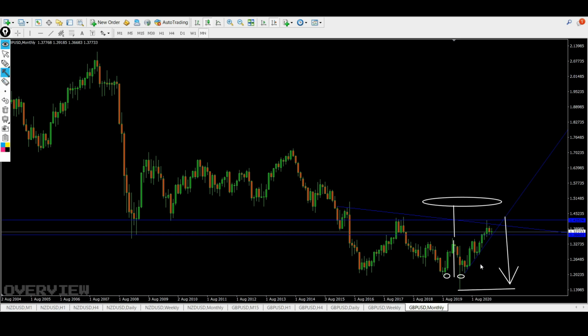However, since this double bottom still has a little bit of strength long at this point, in the medium term, we are long biased right back up to this pivot high right here. Okay, let's talk midweek price.